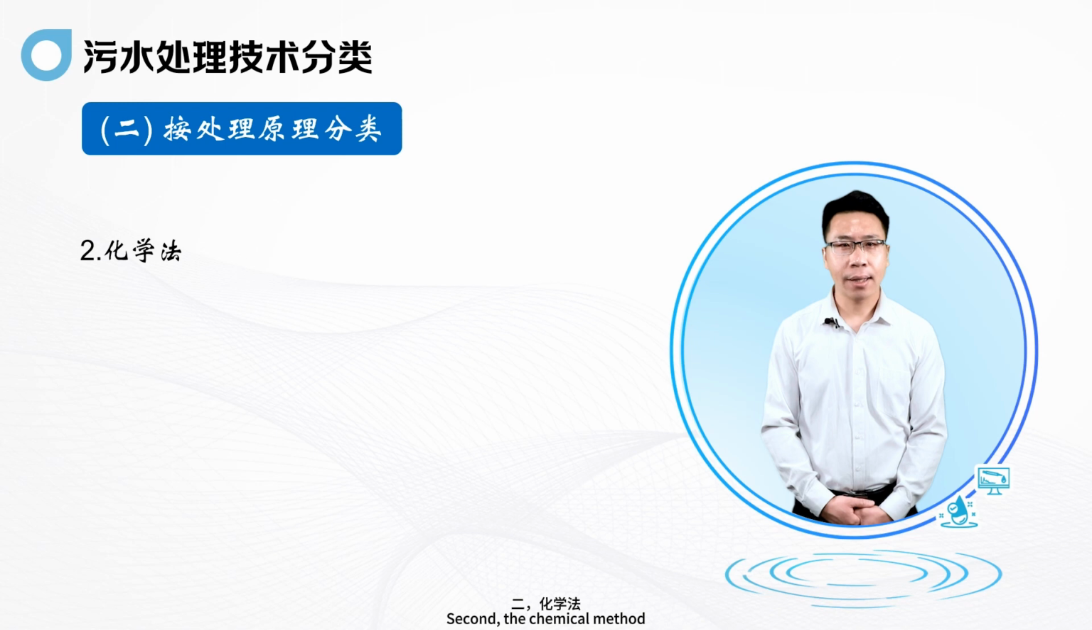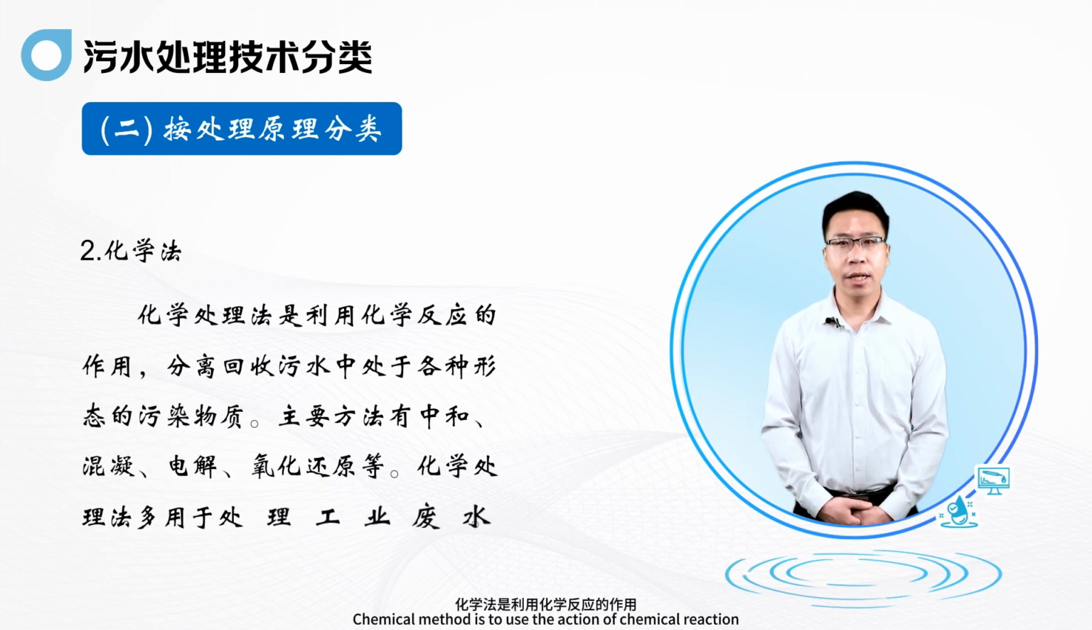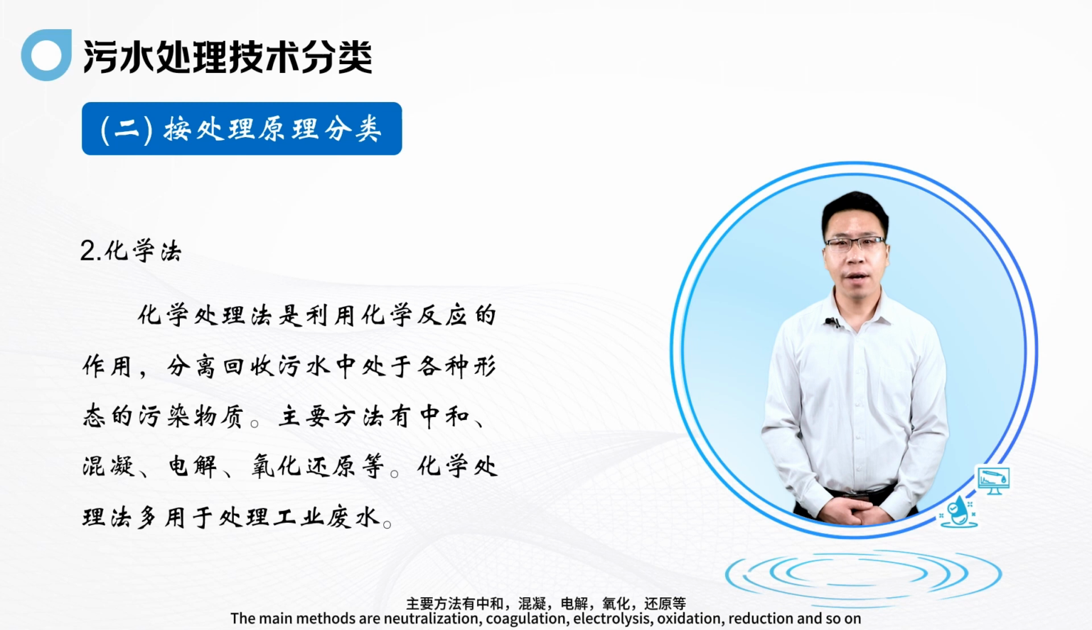Second, the chemical method. The chemical method is to use the action of chemical reaction to separate and recover pollutants in various forms in sewage. The main methods are neutralization, coagulation, electrolysis, oxidation, reduction and so on. Chemical treatment methods are mostly used to treat industrial wastewater.